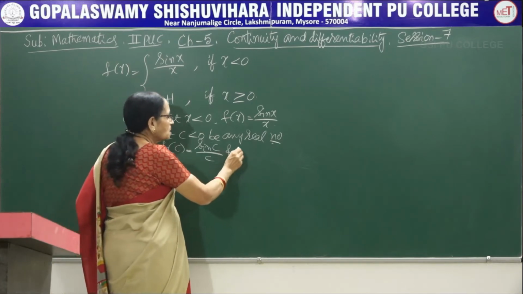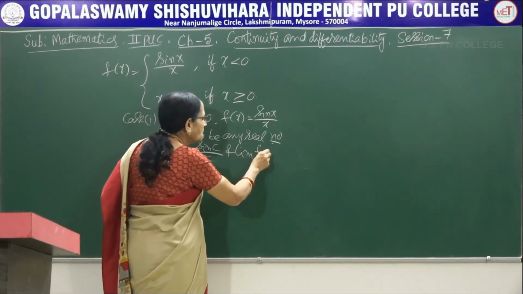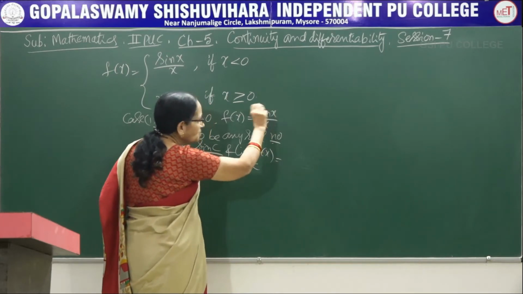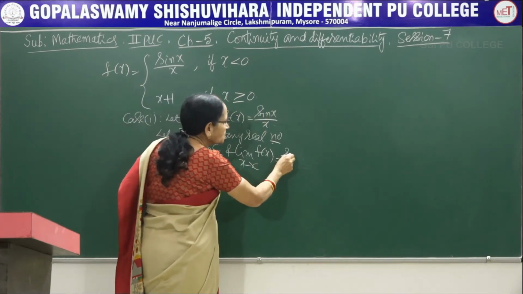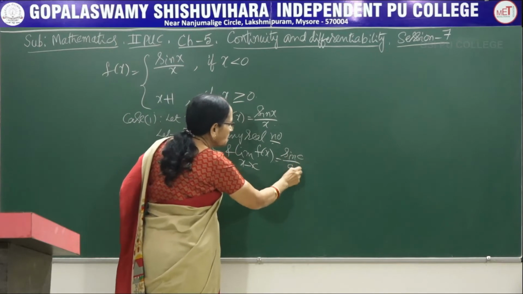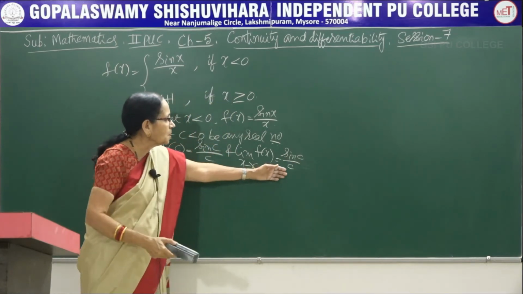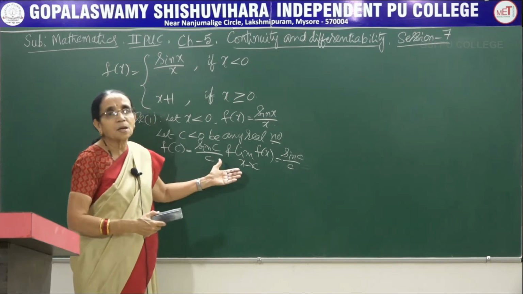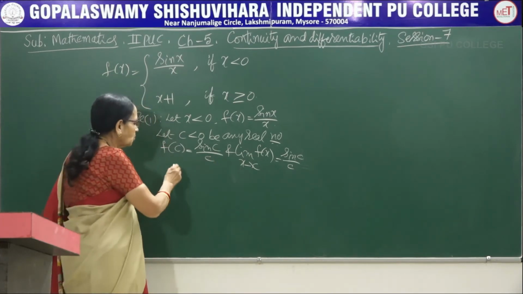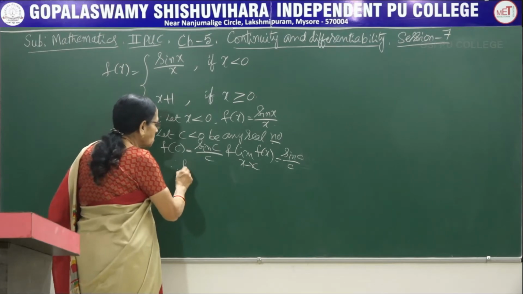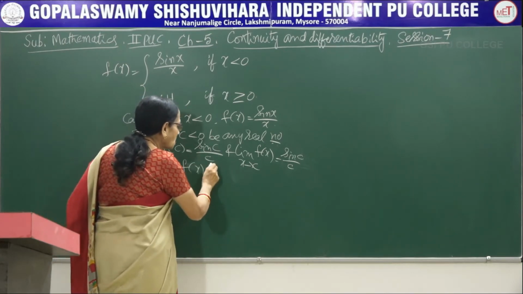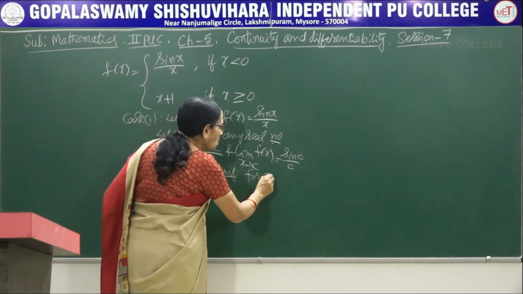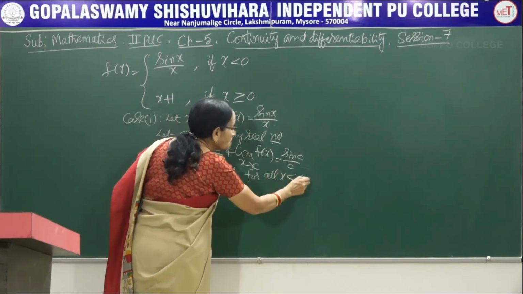Now let me get the limit also. Limit of f of x as x tends to c. The same function, wherever x is there, write the value c. So this becomes the limit, this becomes the value. What do you observe here? Both of them are equal to each other. Therefore you write f of x is continuous for all x less than 0.